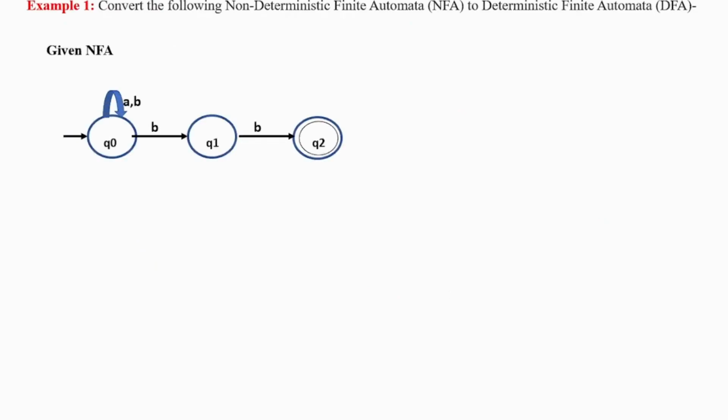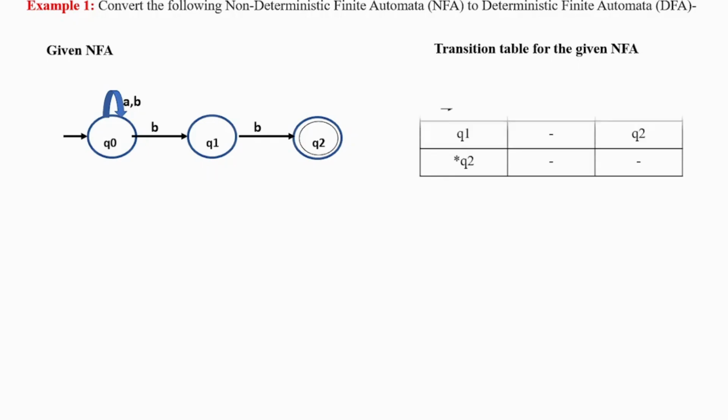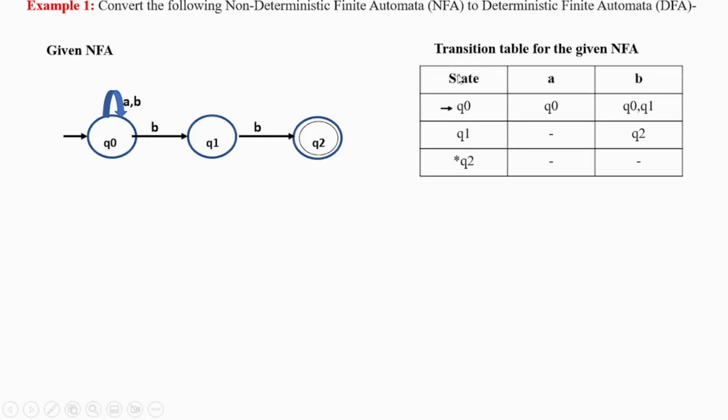So this is the given NFA. We have three states Q0, Q1 and Q2. The first step in converting the NFA to DFA is to draw the transition table for the given NFA. So how to draw the transition table for the given NFA? Just have to take the columns like state and all the alphabets as separate columns. Here we have only two alphabets A and B. So A column, B column. And this is the state. You have to write down all the states that you have in the NFA here. Initial state is denoted by this arrow and the final state is denoted by this star.